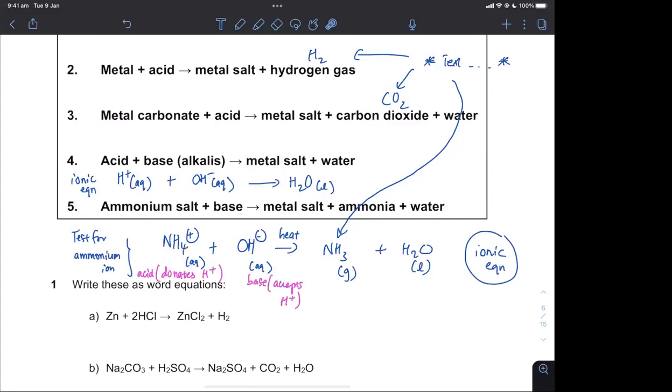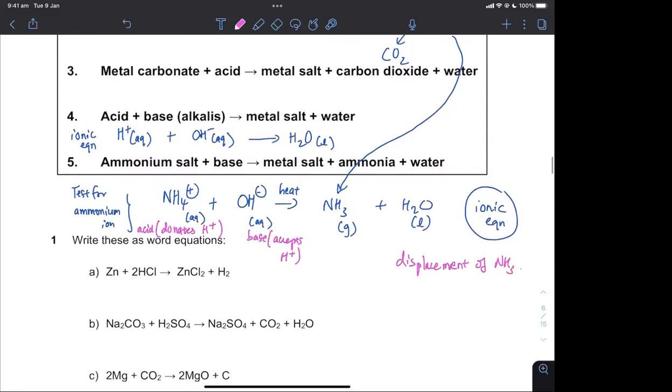This one is not called neutralization because even though you produce water, this is not a salt, this is a base, this is alkali, you do not end up with pH 7, and therefore you don't call this neutralization. In the lab, they call this displacement of ammonia. This is one of the ways you can produce ammonia in the school laboratory here.